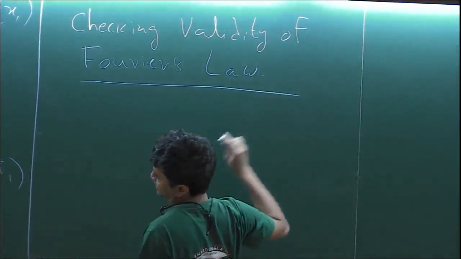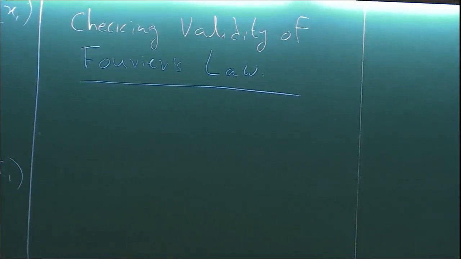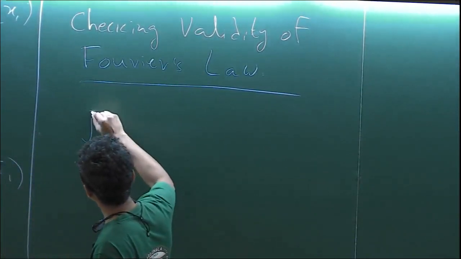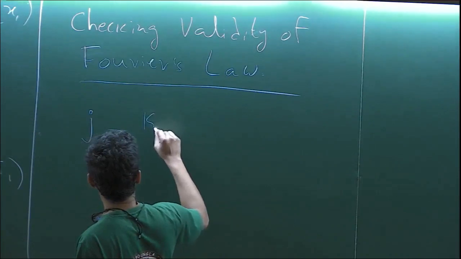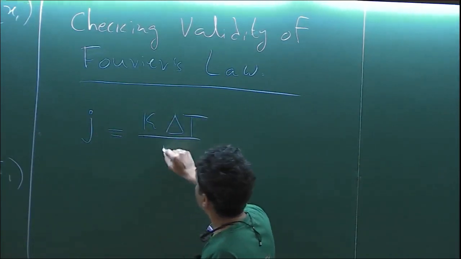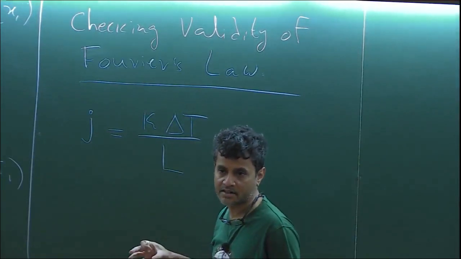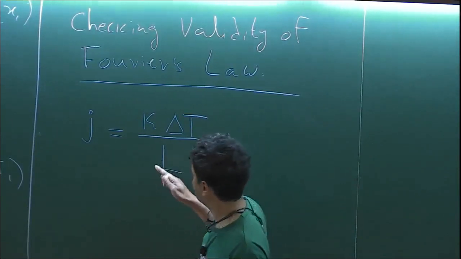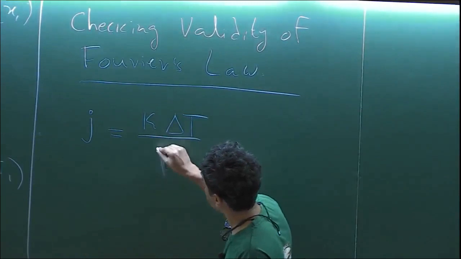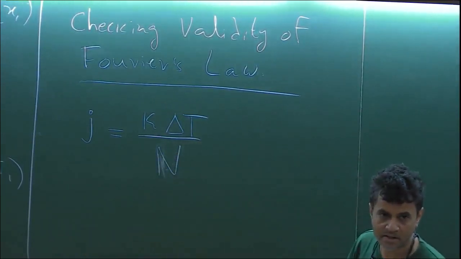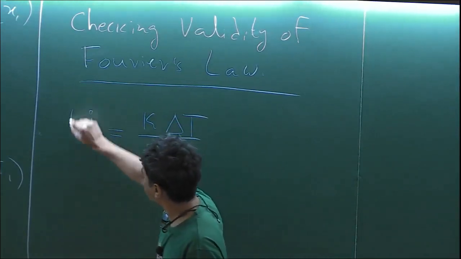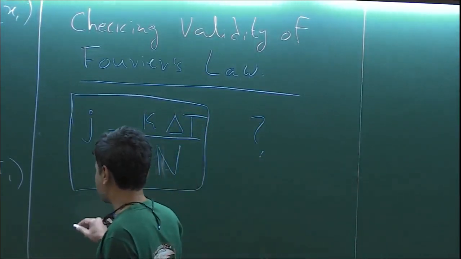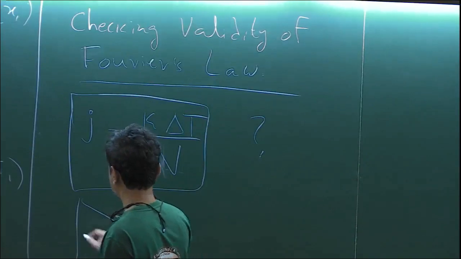One of the most obvious things to check, that should be true for Fourier's law, is this: if the temperature difference is small, then in a steady state where a small temperature difference is applied, the current should scale with system size as 1 over L, and in this case, let's say 1 over N. We always work with a fixed density of particles, so L and N are proportional. So is this true? That's one of the first questions. And then we want to look at other things like what is the temperature profile? Do you get a linear temperature profile and so on?